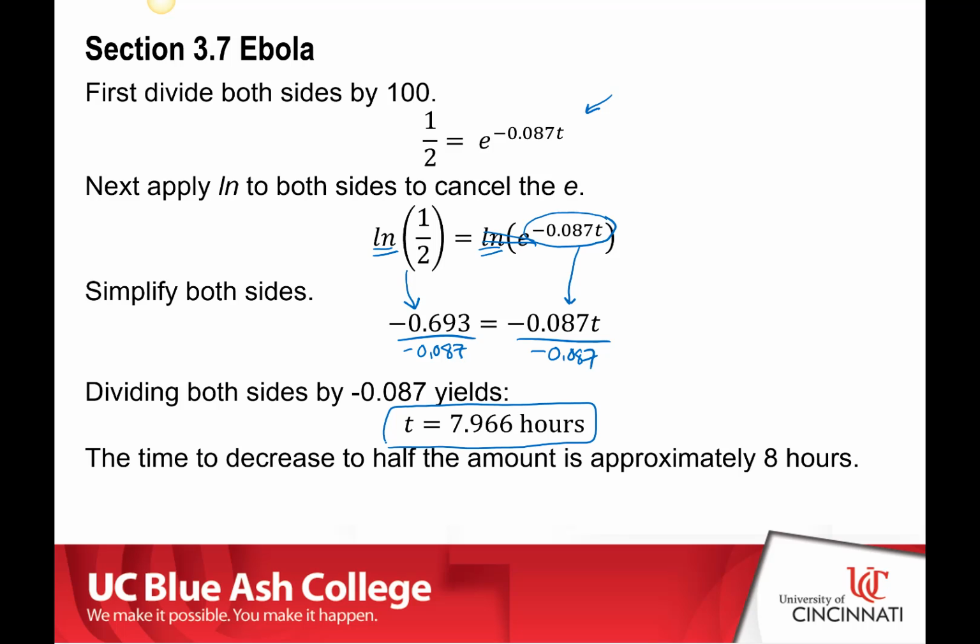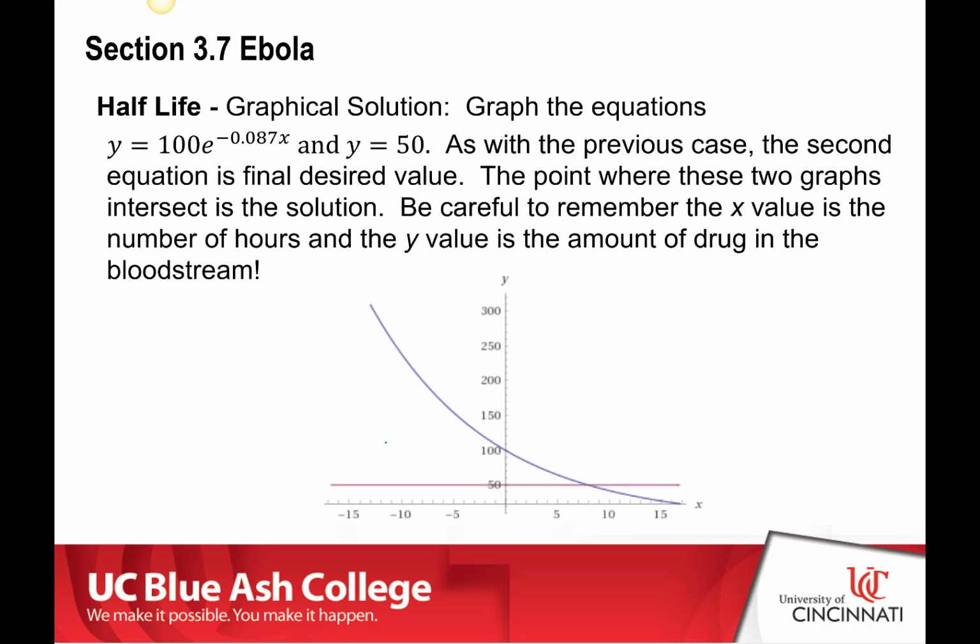The reason is different people metabolize drugs, antibiotics at different rates. So this is just an estimate. And it's basically saying you'll have half of the stuff left in 8 hours. As with the previous one, we could graph our regression equation, graph the value that represents half of what we started with, look for an intersection point, and read that off, and that's going to be pretty close to 8 as well.